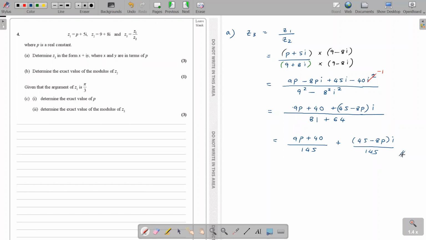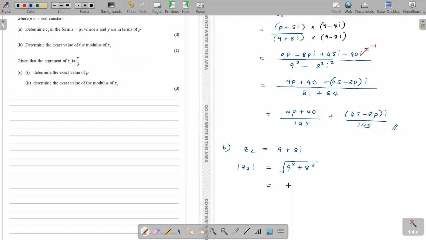Okay, next one, determine the exact value of the modulus of z2. Okay, how do we get the modulus of z2? So z2 is 9 plus 8i. So modulus z2 is the square root of 9 square plus 8 square. You know, you take the coordinates x square and y square and you square root. So how much is the answer? Root 145. That's the simplest answer. Yes.